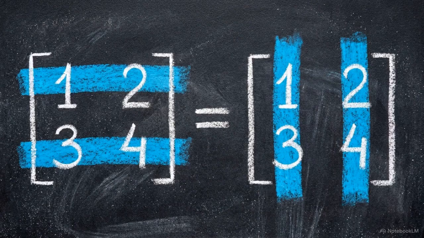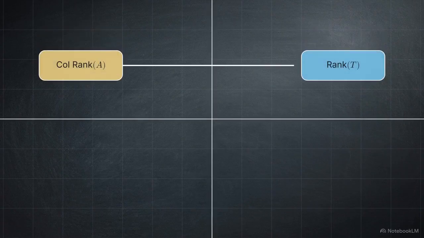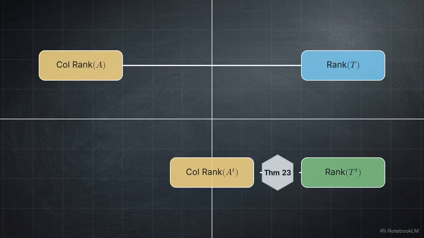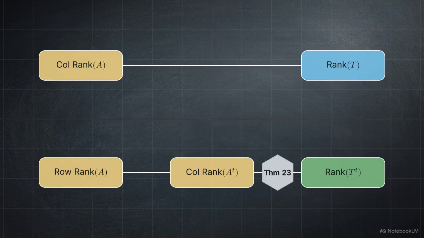Consider one of the most significant symmetries in linear algebra, the fact that a matrix's row rank is always equal to its column rank. We prove this using the dual space framework. First, the column rank of matrix A is the rank of transformation T. Second, by Theorem 23, the transpose mapping is matrix A transpose. Third, the column rank of A transpose is the rank of T transpose. Crucially, the column rank of the transposed matrix is the row rank of the original matrix A. Finally, applying Theorem 22, the rank of T equals the rank of T transpose. Since the abstract ranks are equal, the row rank must equal the column rank.